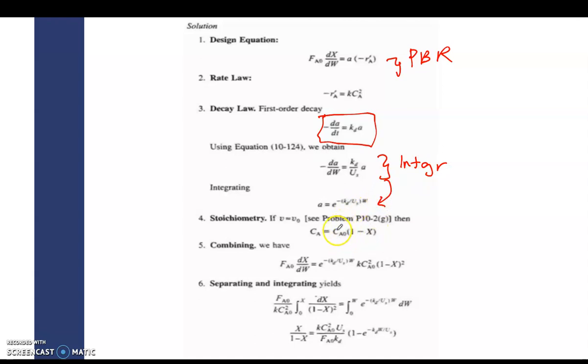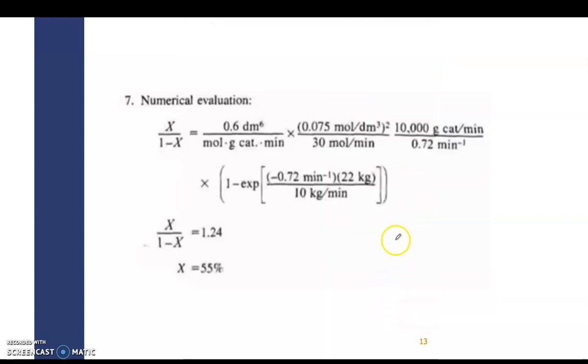it will become this one. When you already produce this equation, you insert this into this part. CA is normal stoichiometry. Solve for this one, and then you integrate dW with dX. So you will get the final answer, 55%, right?